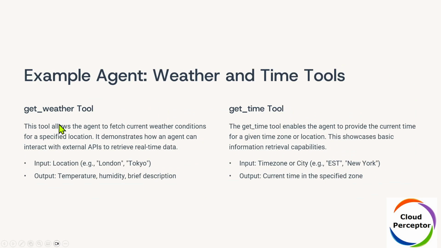So we are going to use an agent which has a get weather tool and a get time tool. And of course, as a replacement for this get time tool, we'll be using a calculator tool. These tools will showcase how your agent can interact with external APIs.